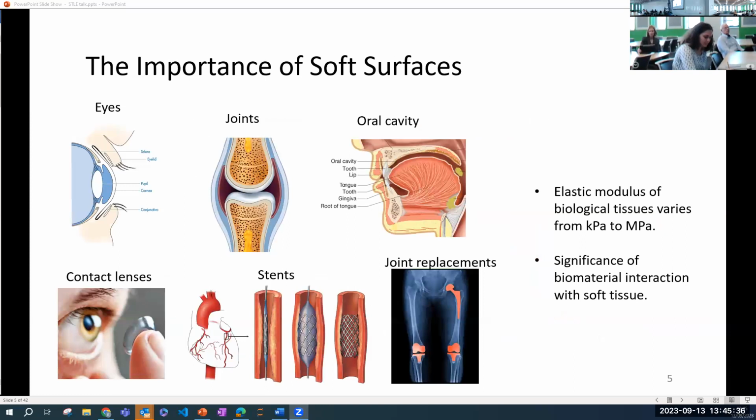You might wonder why soft surfaces. Well, consider that the elastic modulus of biological systems, such as the eyes, oral cavity, and the joints, ranges from a few kilopascal to a few megapascal. So understanding friction in these systems and how soft tissue interacts with biomaterials is pivotal for designing novel biomaterials that interact better with the human body, and not only that.